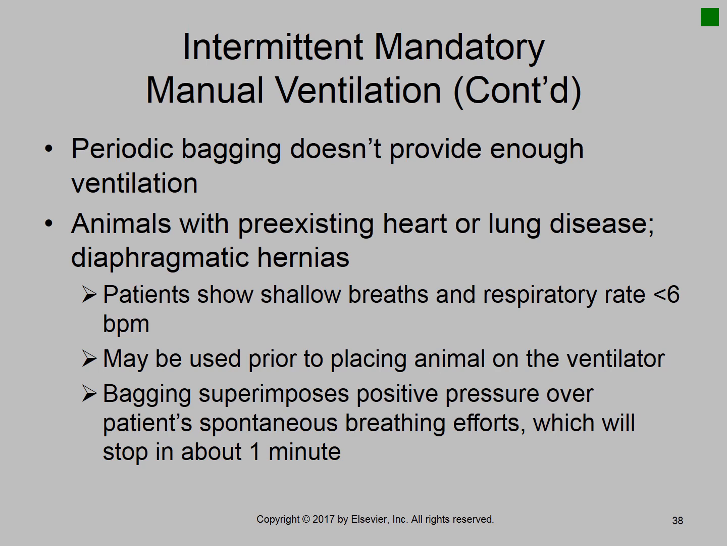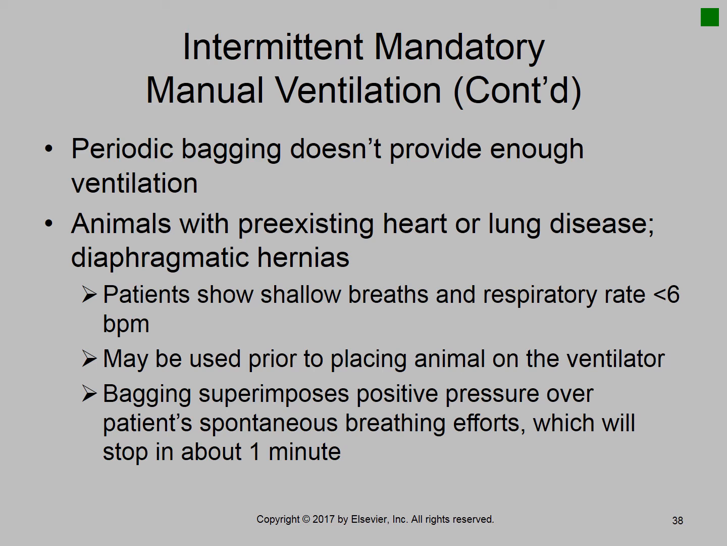Periodic bagging doesn't usually provide enough ventilation with animals with pre-existing heart or lung disease, diaphragmatic hernias, things that are really going to be a problem. Patients show shallow breaths and a respiratory rate of less than 6 breaths per minute. You can use intermittent mandatory ventilation prior to placing the animal on the ventilator to get them carried over. Bagging superimposes positive pressure over the patient's spontaneous breathing efforts, which will stop in about 1 minute, okay?